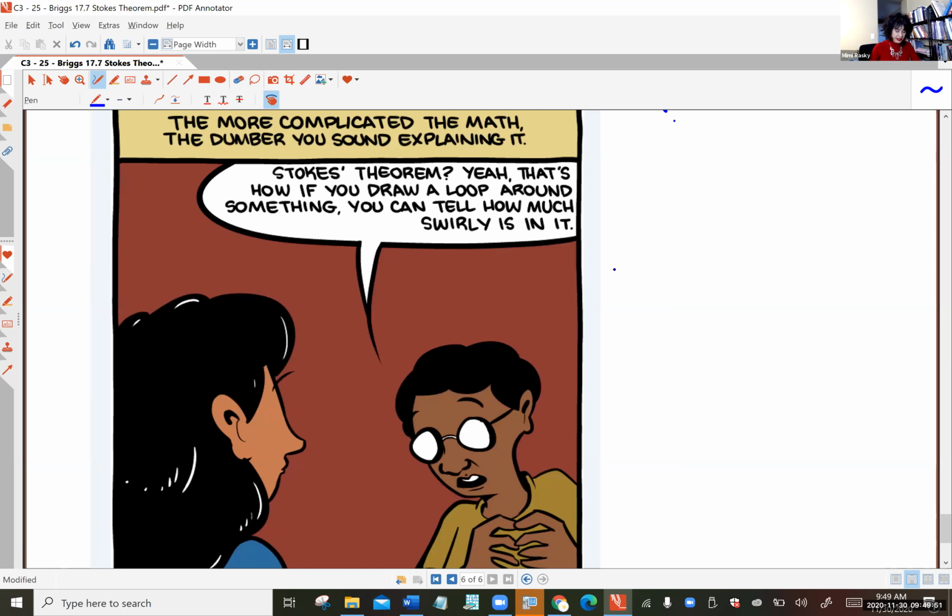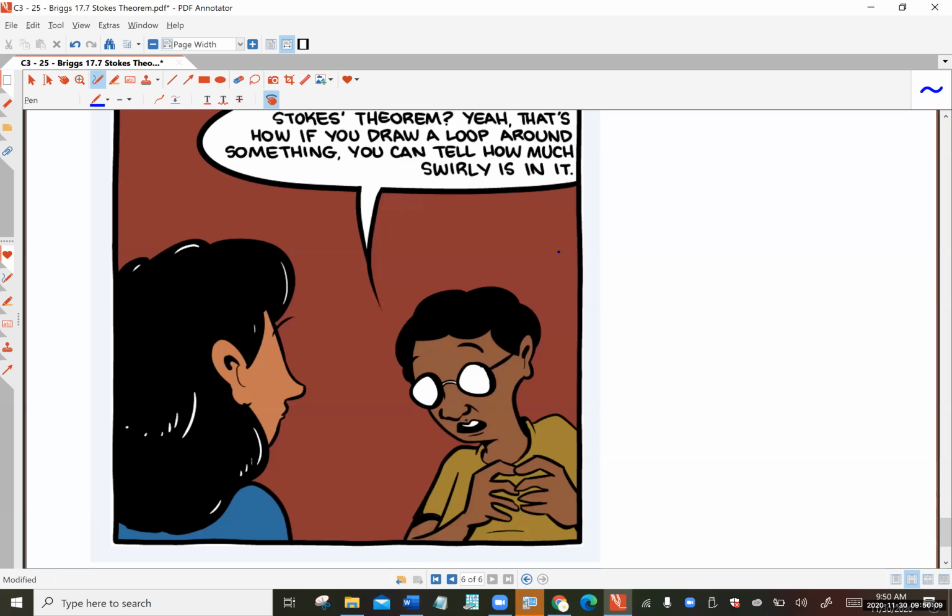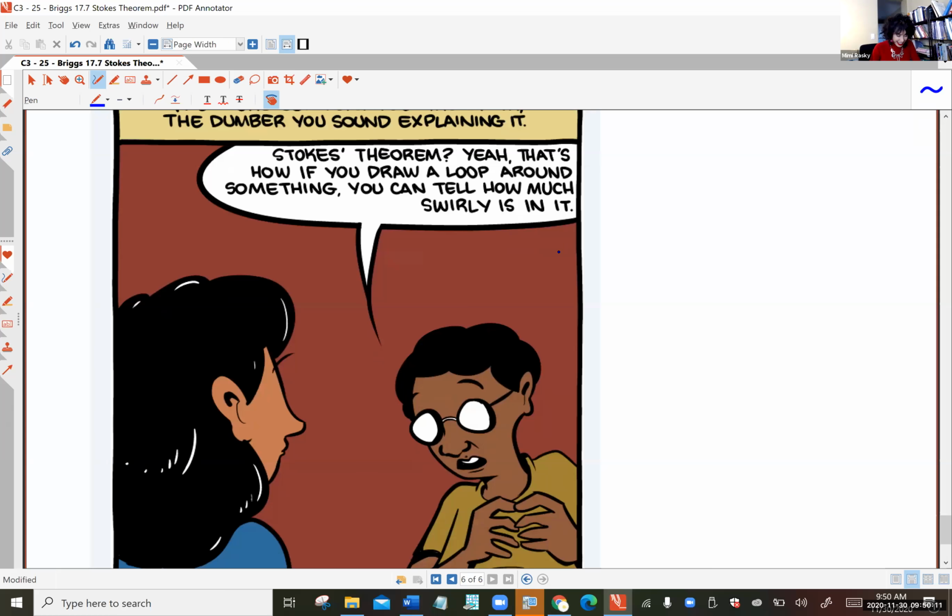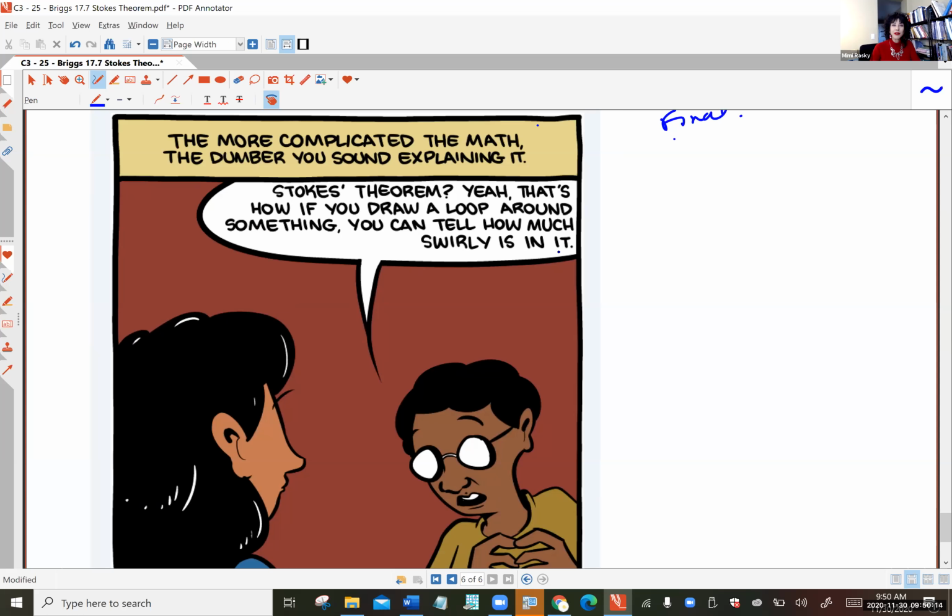Stokes theorem, yeah, that's how if you draw a loop around something, that's the curve at the bottom of the surface, you can tell how much swirly is in it. That's that little paddle wheel spinning, swirling around. Yeah, that's the swirly. And that's what Stokes lets you compute, is the swirly in it. That's literally what I sound like explaining math to my parents. Yeah, well, when your mom goes, hey, honey, what'd you learn in calculus today? You could go, well, if you draw a loop around something, you can tell how much swirly is in it by using the Stokes theorem.